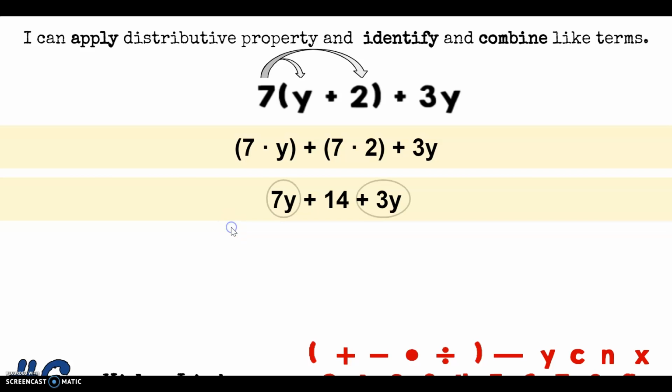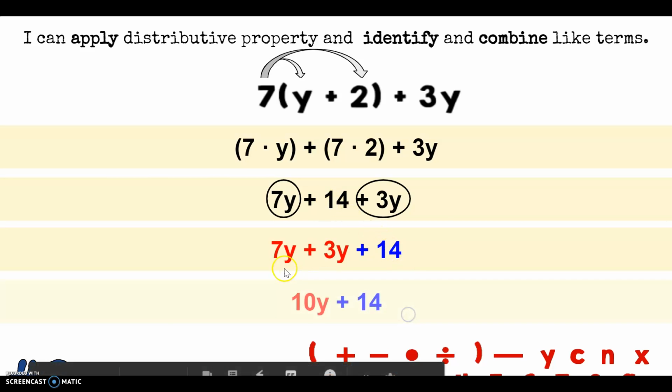onto it. Okay, so I'm going to circle my like terms, and I'm also going to rewrite this so you can see it, so they're together. So I have my 7y plus 3y, and then I have my positive 14 at the end. 7 plus 3 is 10, so 7y plus 3y equals 10y, and then I have my positive 14, and then I'm done. Pretty simple problem.